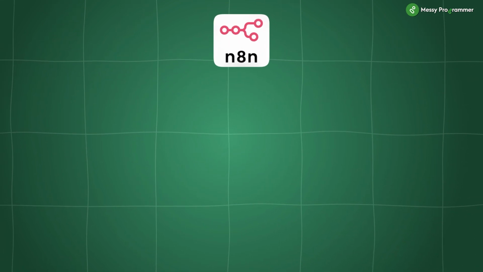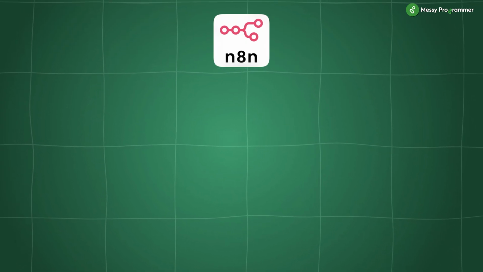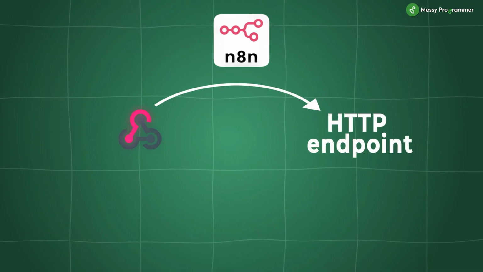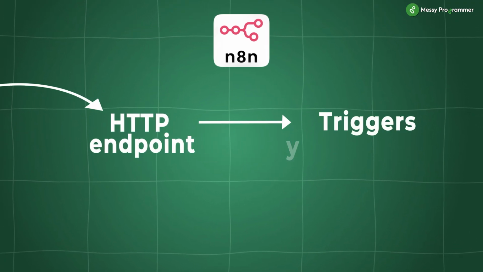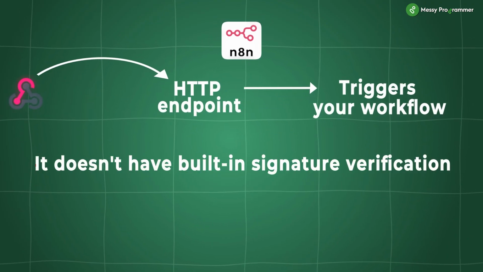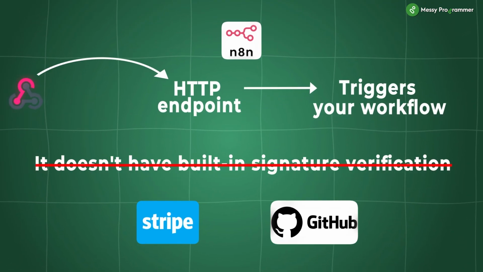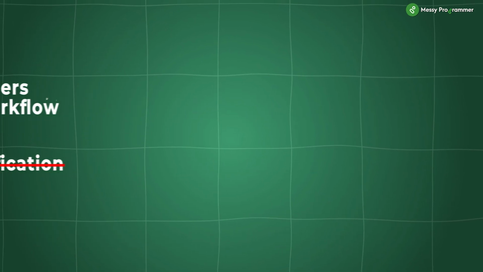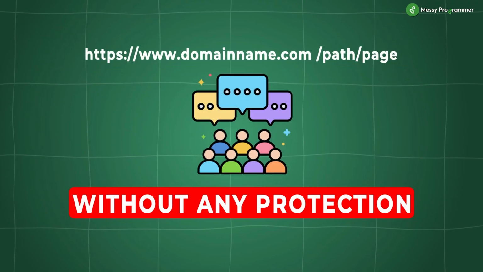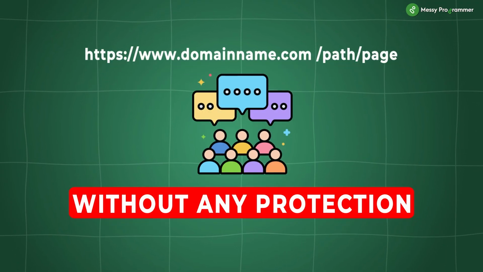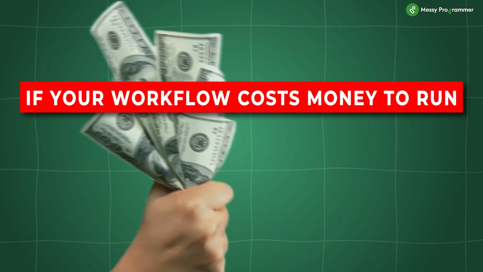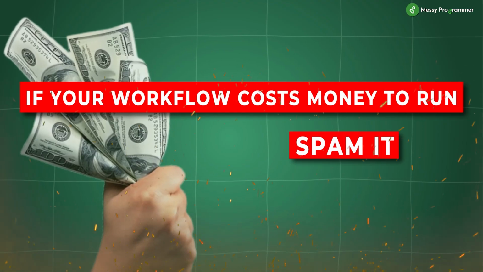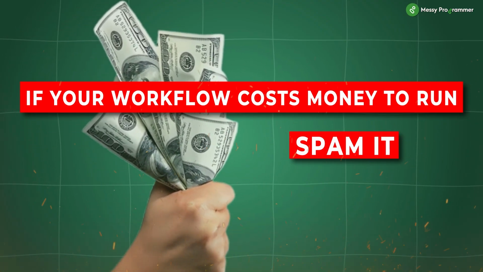Now, here's where n8n is a little different. What n8n calls a webhook is actually an HTTP endpoint, basically an endpoint that triggers your workflow. It doesn't have built-in signature verification like Stripe or GitHub does. Simple, right? But that also means if you expose your URL publicly without any protection, then literally anyone can trigger it. And if your workflow costs money to run, then all the best. Someone could just spam it and burn all your credits in minutes.